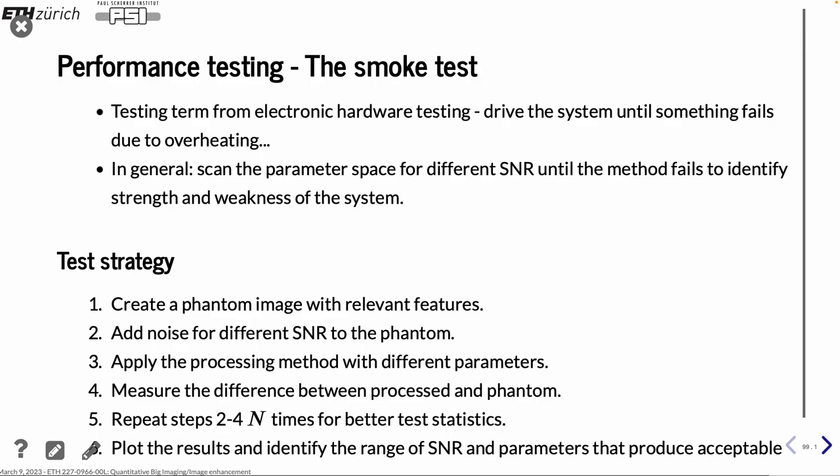And this, if you use phantoms, is easy to repeat. So you repeat with the same signal-to-noise ratio, but different noise cases, and you see how it happens. And then you can get some nice statistics and error bars and see how well you actually performed. And finally, you can plot results as a function of signal-to-noise ratio and see in which parameter range my processing is acceptable.